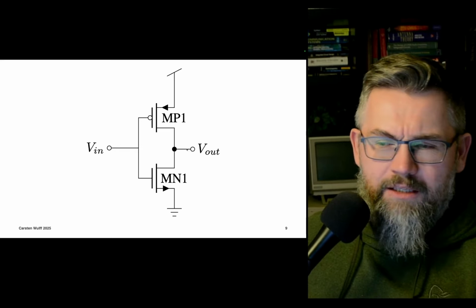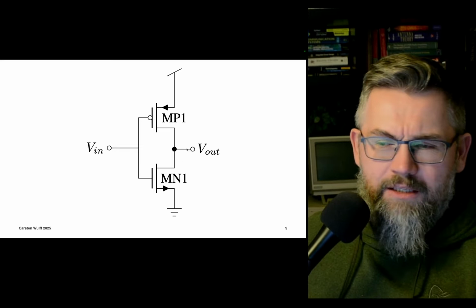And this will be regenerative. So as soon as the input voltage crosses a certain voltage, maybe half a volt, if we have a modern technology with a 0.8 volt VDD, if it crosses half a volt, then the output will go to 0, because the NMOS becomes stronger than the PMOS. And with this, we can create logic gates. And really, the only logic gate that we actually ever need is the one you're looking at now.